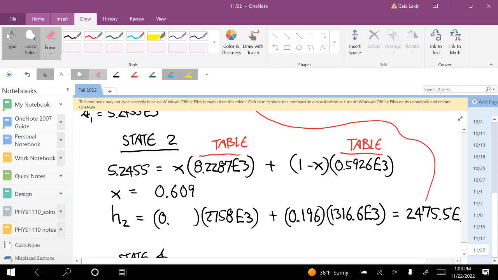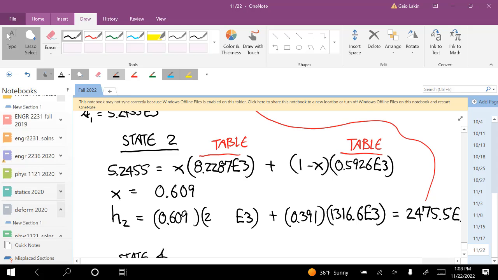609. And then this one is going to be 0.391. And what's the specific enthalpy for the vapor? Oh, yeah, that's the wrong page. I was like, wait a second. Then for the vapor, specific enthalpy would be 2577. Okay. And then for the saturated liquid, it's 173.88.